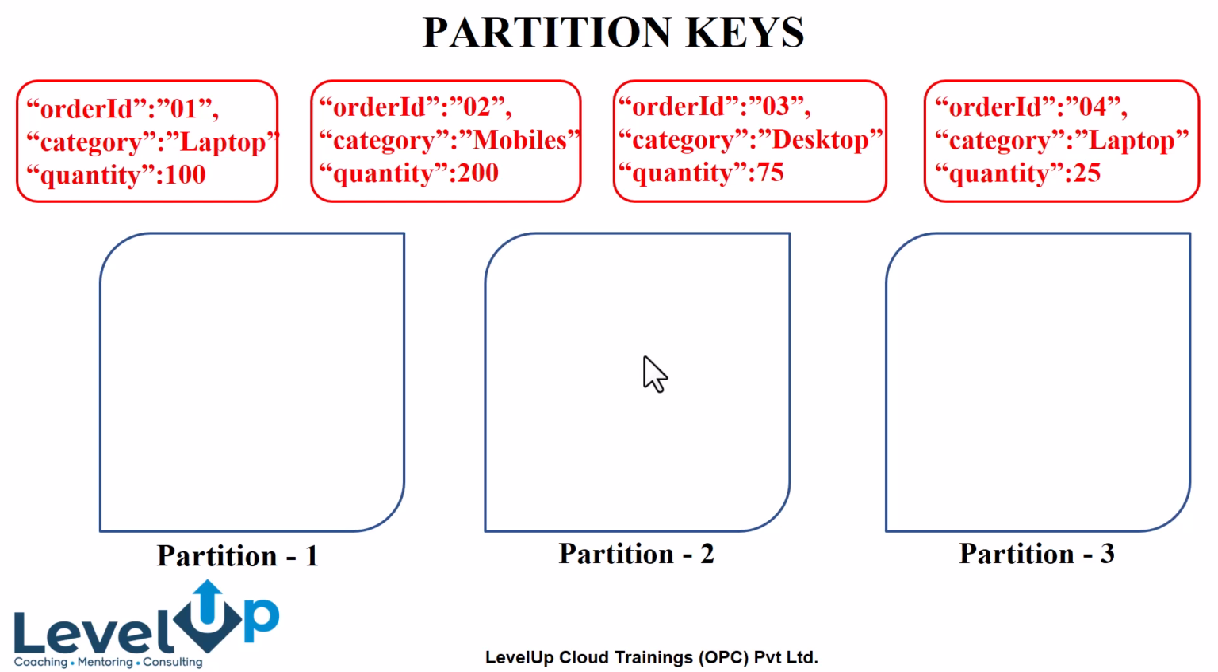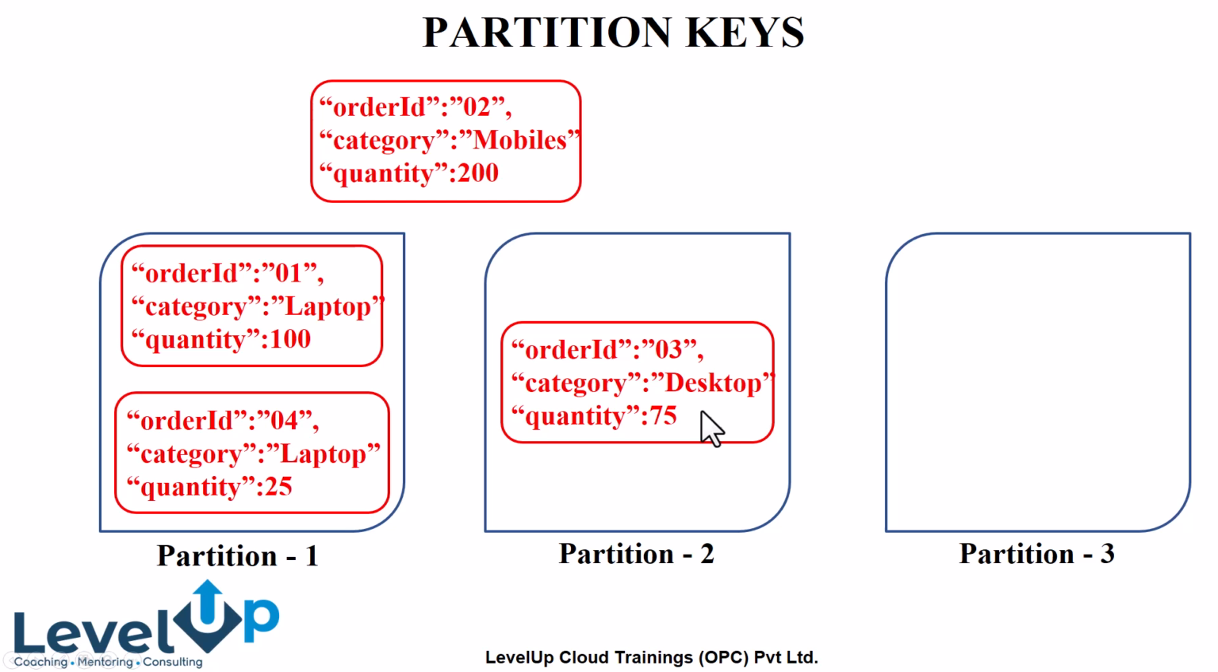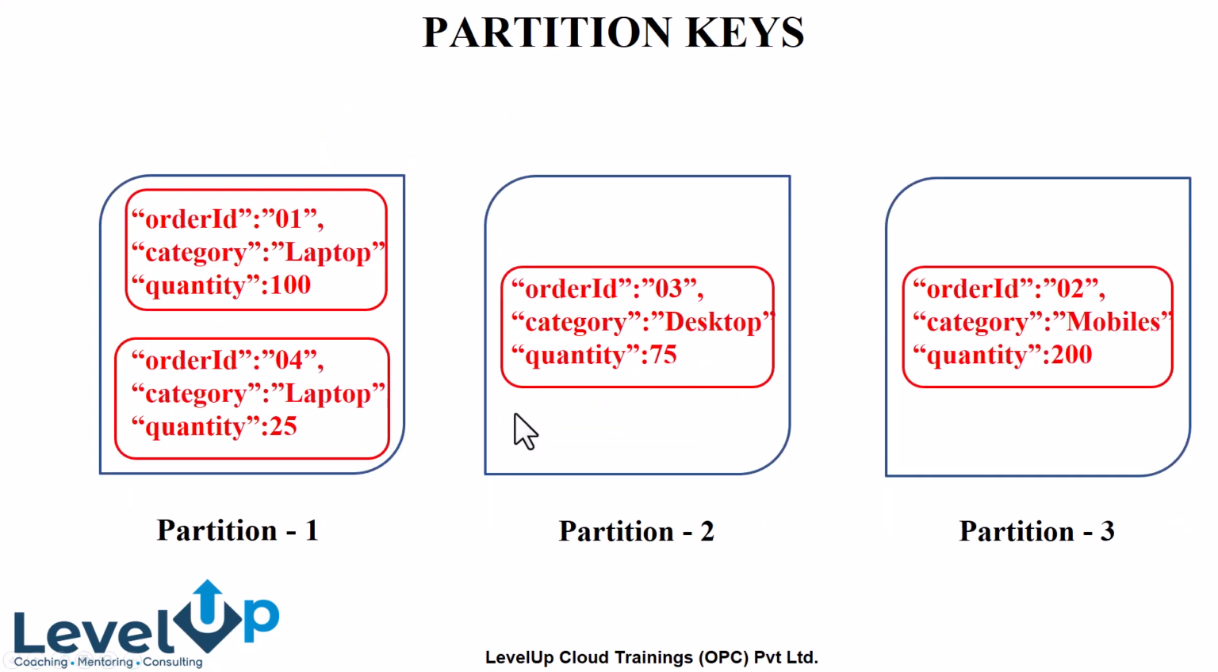As and when we create a category, what happens? The first one and last one are the same, laptops. Both of these will go into one partition. Mobiles will go into another partition, desktop into another partition. When we run a query based on the category, if you want to see something related to laptops, your query will run only on this particular partition. If you want to query data related to desktop, your query will run only on that partition. That is how the performance will be very good on Cosmos DB.